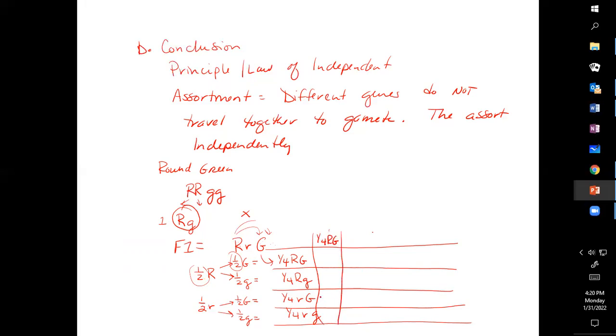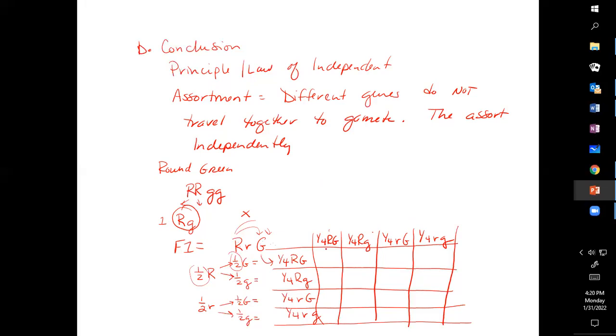So 1/4 would be this. Another 1/4 would be big R, little g. Another 1/4 would be little r, big G. And 1/4 would be little r, little g. Now, when you combine these, if we look at all the potential outcomes, by the way, let's look at how many squares are here. 4 by 4, this is 16 possible outcomes, 16 possible ways these gametes can come together.